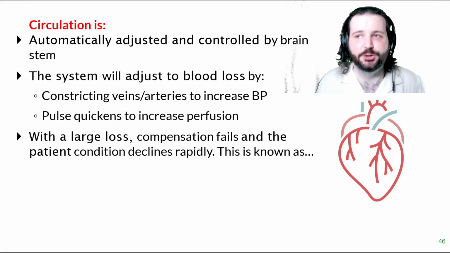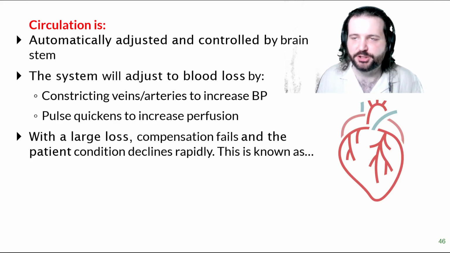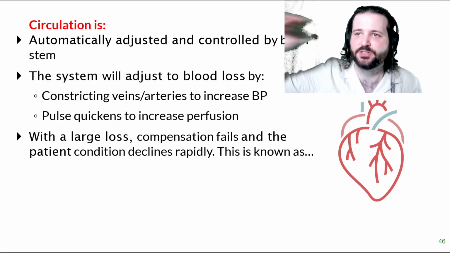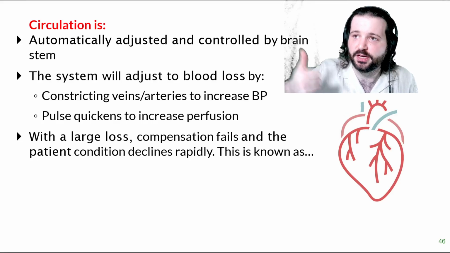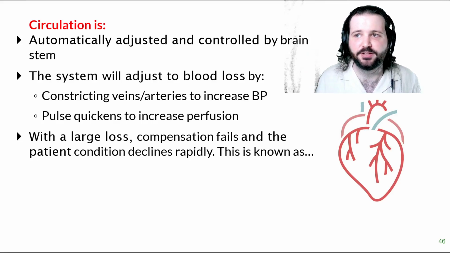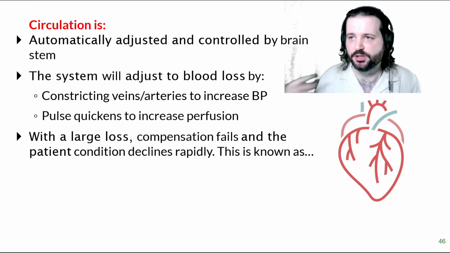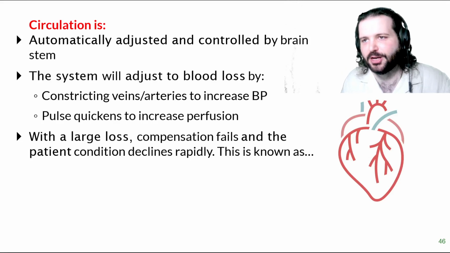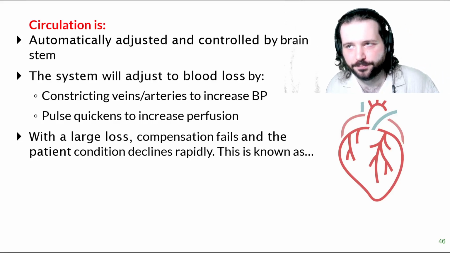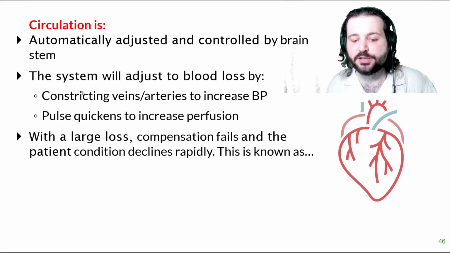So initially, somebody's blood pressure is going to stay the same, even if they're actively losing blood. It's going to try to keep itself normal. Their pulse is going to increase. The respiration rate is going to increase, because it needs more oxygen to put into that blood to then circulate out. However, it can only do that for so long, right? It can only do what we call compensation for so long.